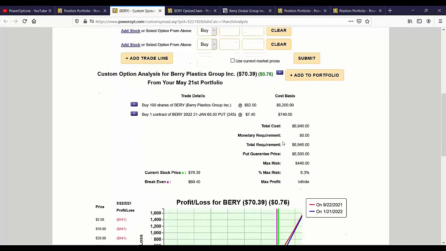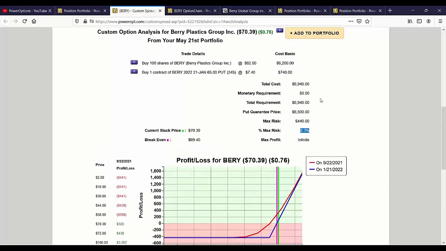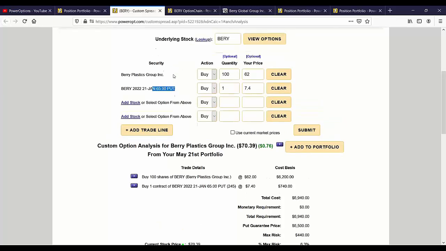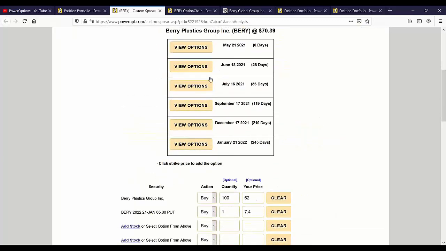I'm sorry. All right, so we've got the 65 strike, the 440 we were talking about, 6.3, 6.4% at risk for the original position. I'm sorry, it was 740 was the cost. The risk is 440 because we're $3 in the money. I kept saying 250. We're $3 in the money in that case. My apologies.